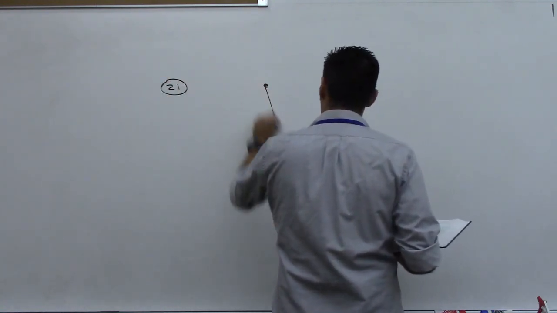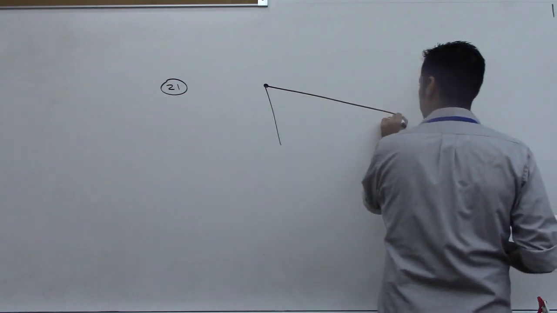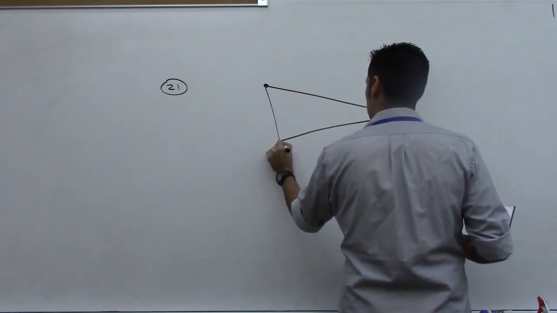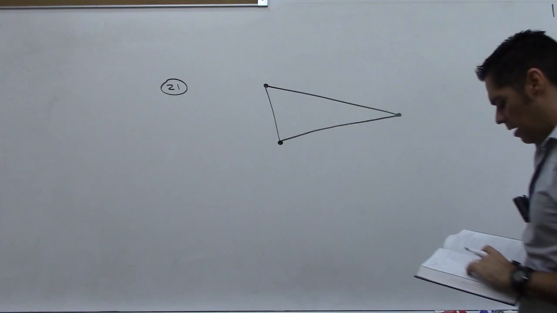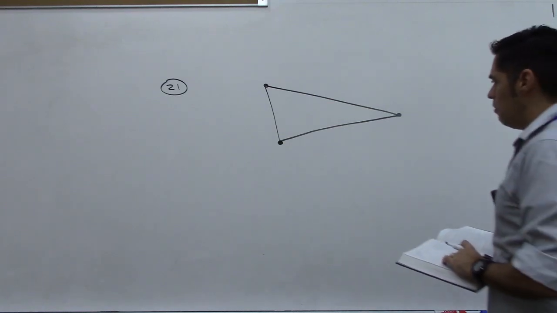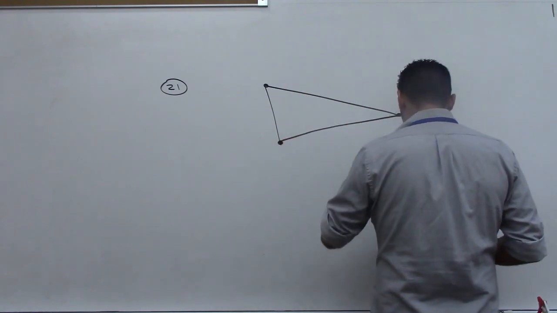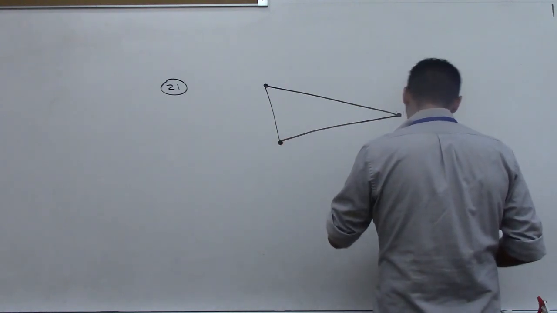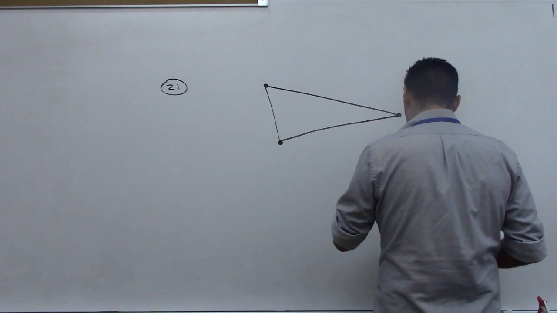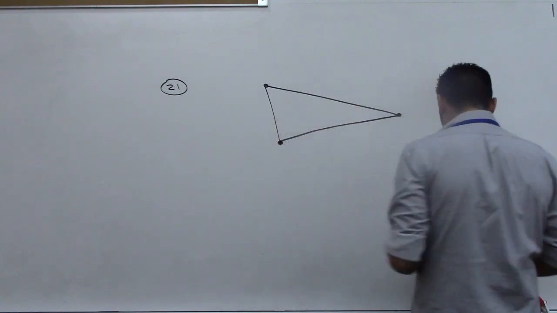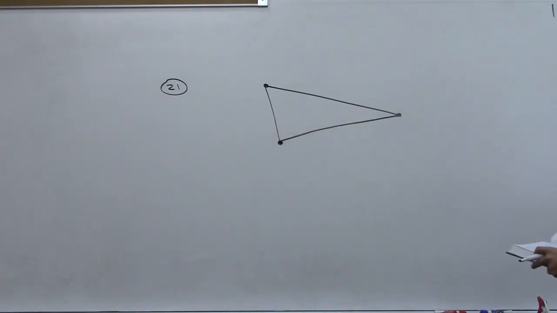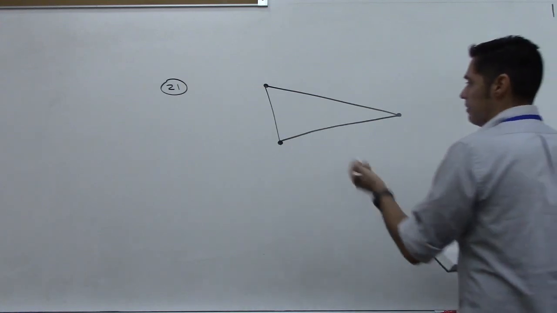For 21, they give you 3 points that create a triangle. And you're trying to decide if this is a right triangle or not. So what you do is you have to find some angles. I mean, that's one way you could do it. You could say, all right, let me try and find the angles and see if one of them is 90. You could also create vectors, right?